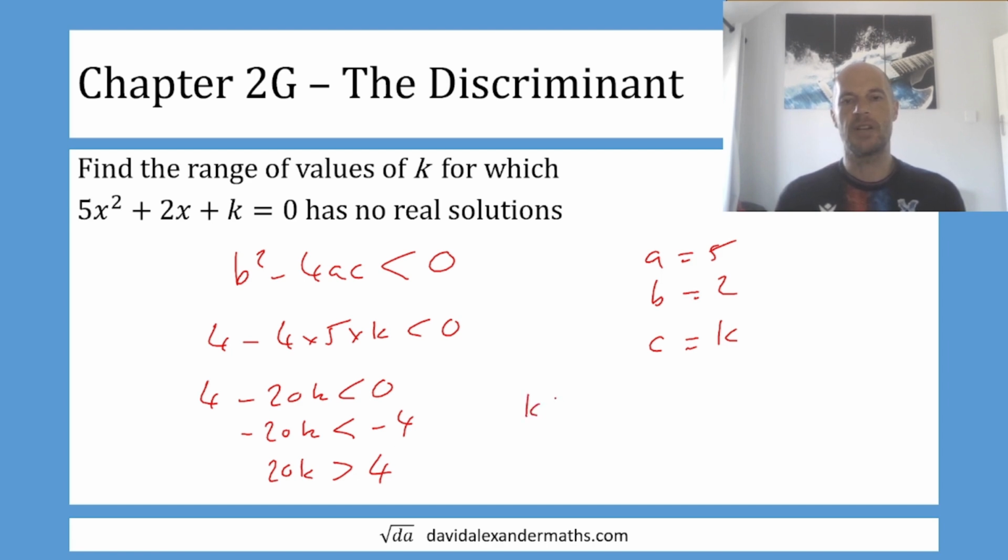So therefore k must be greater than 4 over 20. So k must be greater than 2 over 10. k must be greater than 1/5. So that is the range of values of k. k is greater than 1/5.